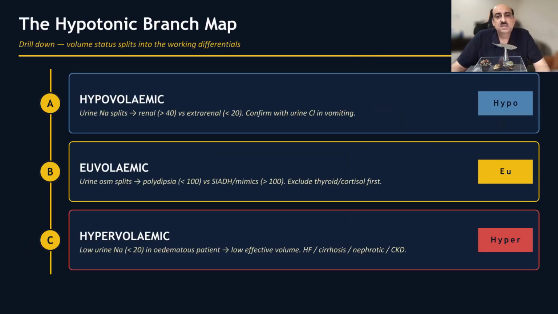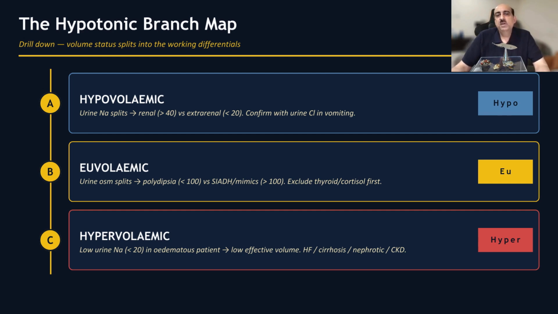Three branches sit under this hypotonic category. Each has its own diagnostic key. Hypovolemic, when urinary sodium splits it. Urinary sodium above 40 means the kidneys are losing sodium, so it's inappropriate. Urinary sodium less than 20 means they're conserving, which means the loss of sodium is extrarenal. So vomiting is a trap we discussed previously. For vomiting, check the urinary chloride.